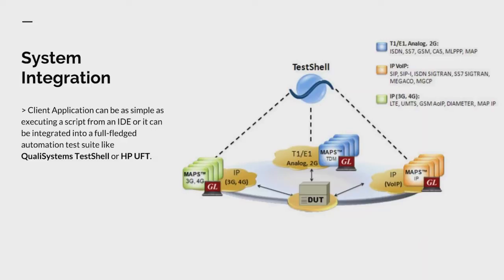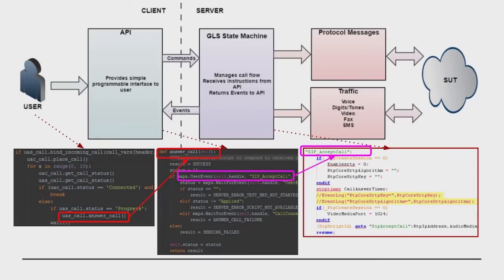Another key selling point for our existing users is that these API languages are very easy to integrate into automation test suites. We have several customers who are using QualiSystems TestShell and HP UFT for their automation needs for controlling large labs with dozens, if not more, servers and devices included in the system under test. So the new languages offer a much easier platform for integration into that sort of thing.